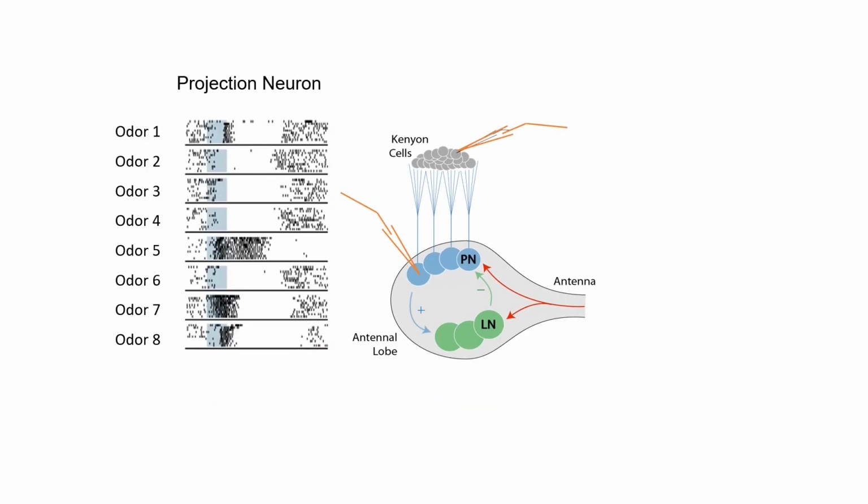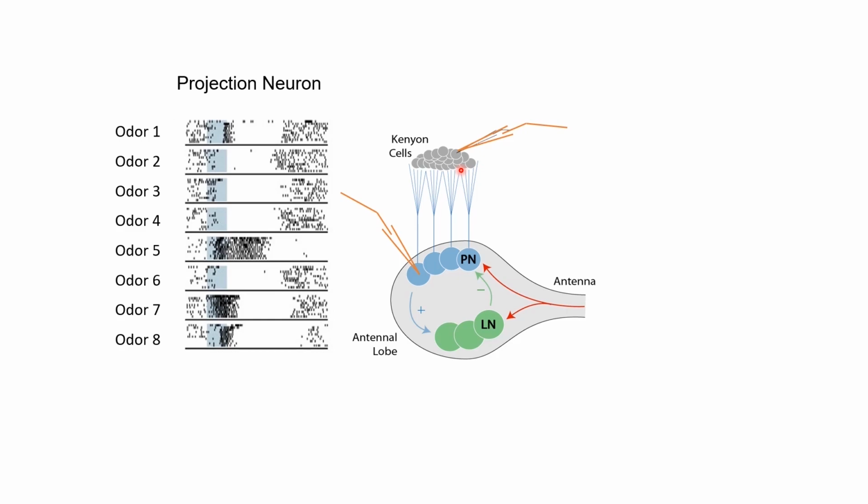Now let's take a look at what happens at the next layer of processing in the olfactory system. The projection neurons send their output to an area called the mushroom body. And in the mushroom body, there is a large population of neurons called Kenyon cells. Each of the Kenyon cells receives information from many different projection neurons. And just as we studied the responses of projection neurons by doing recordings, we can also put electrodes in the Kenyon cells, and we can see how each Kenyon cell is responding to different odors.